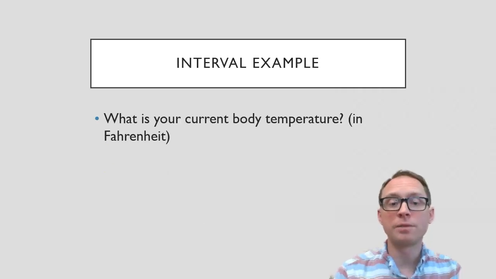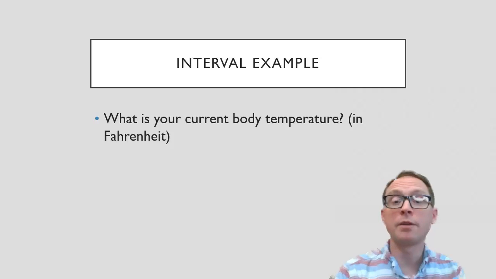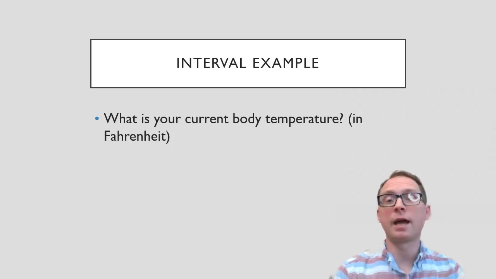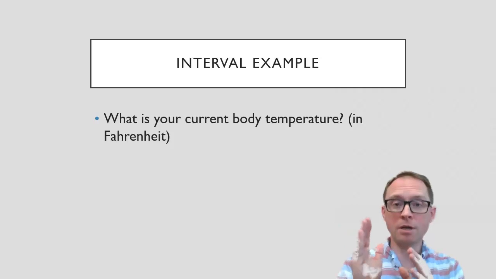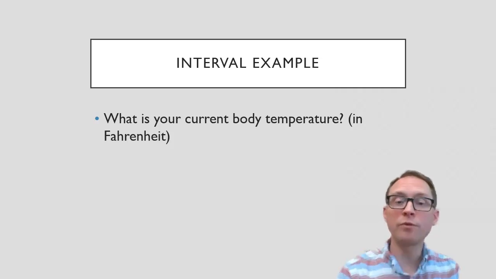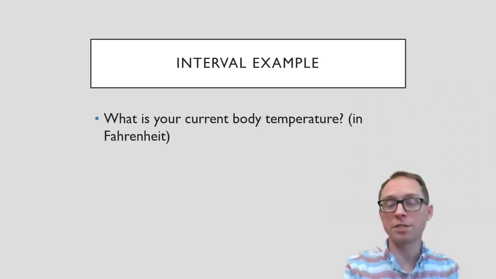Go ahead and answer this question. What's your current body temperature? You can guess. Now, it's kind of important that I said Fahrenheit, because Fahrenheit is the measurement scale that we're going on. And Fahrenheit is an interval measurement scale, right? It's going to give us interval data. What that means is that the amount of temperature between a 98 and a 97 is the same as the amount of temperature between a 23 and a 24, right? The actual intervals are the same.